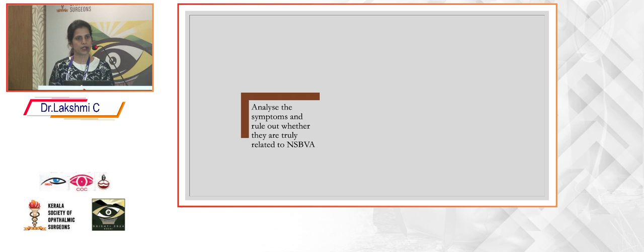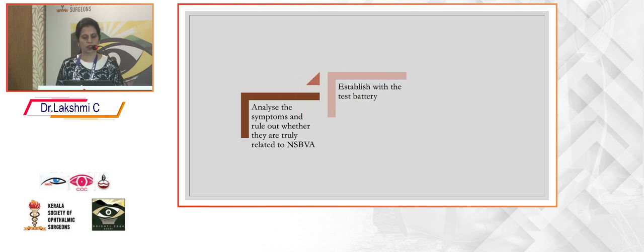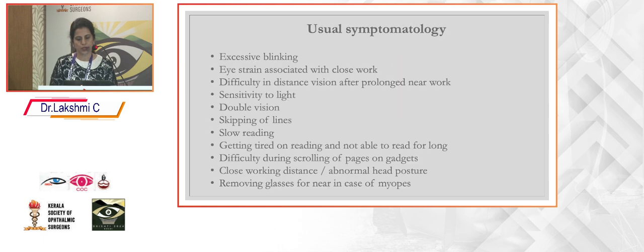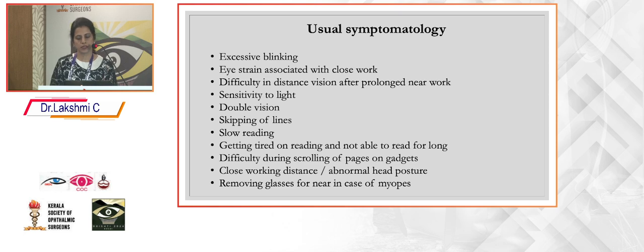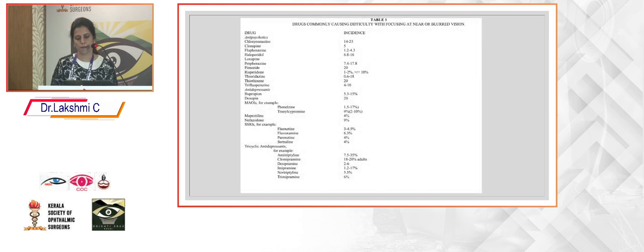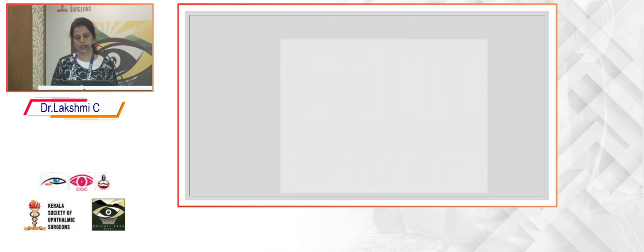So first we have to analyze the symptoms as already mentioned. The second thing is establish with the battery of tests what problem it is and then to decide on a treatment. So symptomatology has already been discussed, so I don't want to explain further. And organic causes like diseases or any history of drugs needs to be asked, because if we miss that, that is the crux of the situation. So we need to look into that before deciding. Most of the common antipsychotic drugs can cause a problem with near vision. So that history is very important.